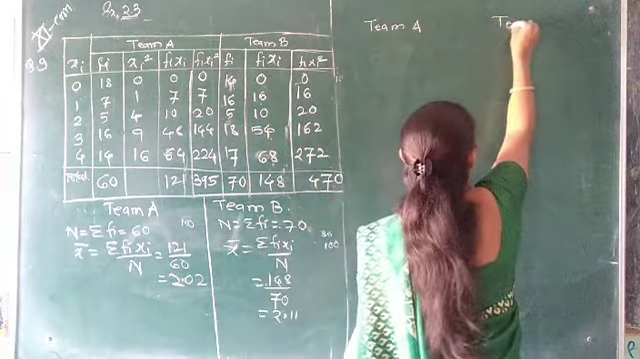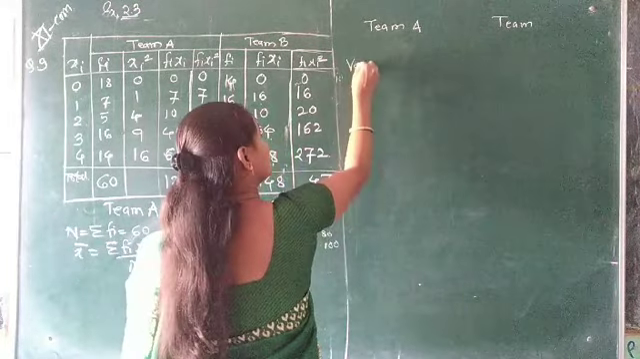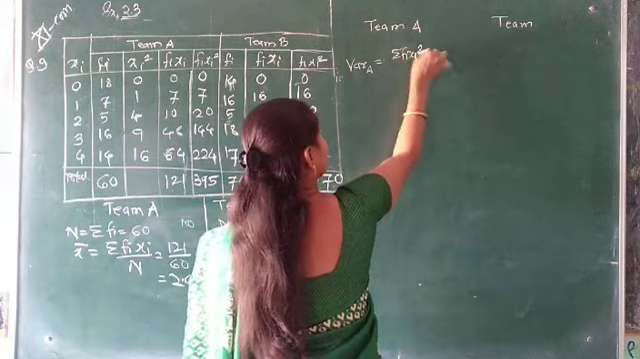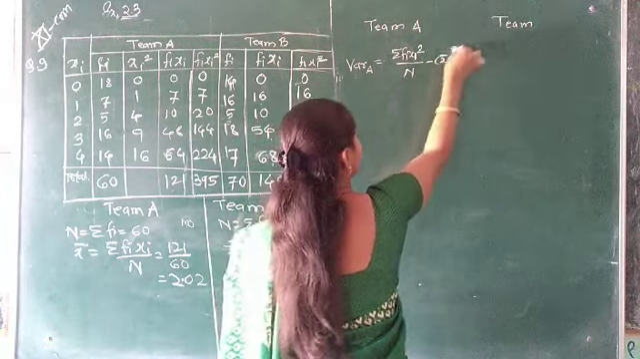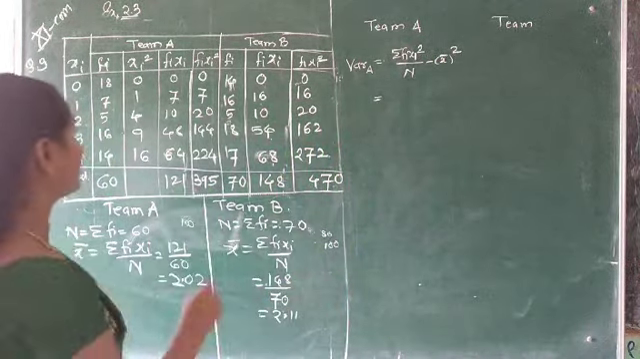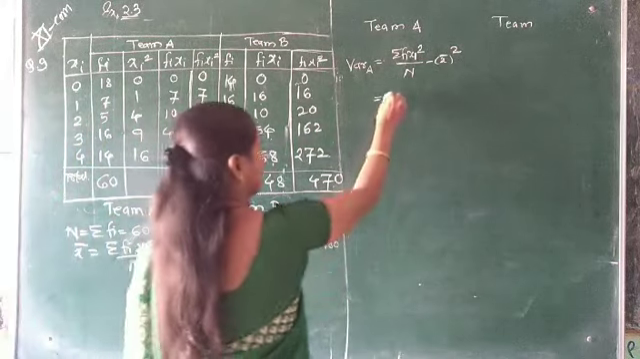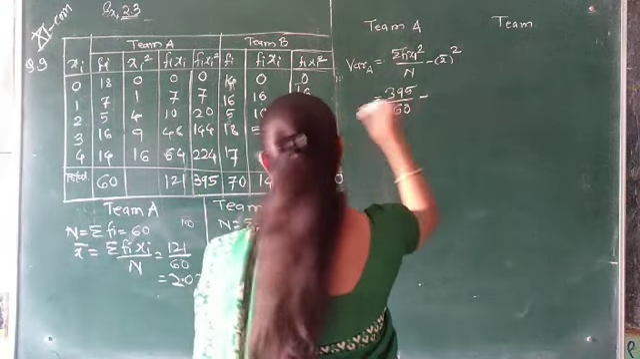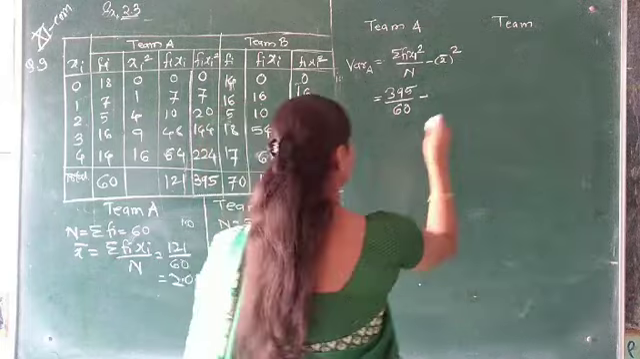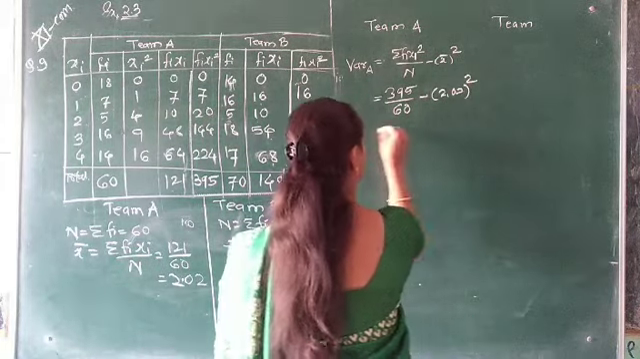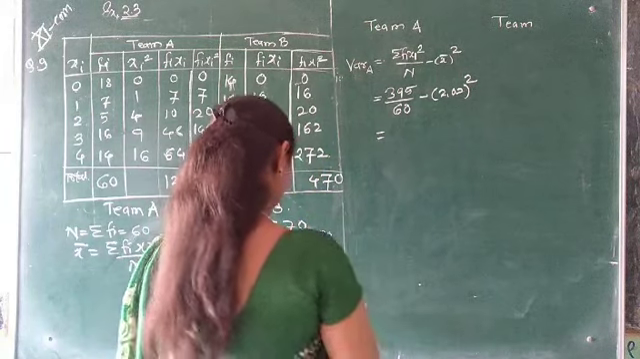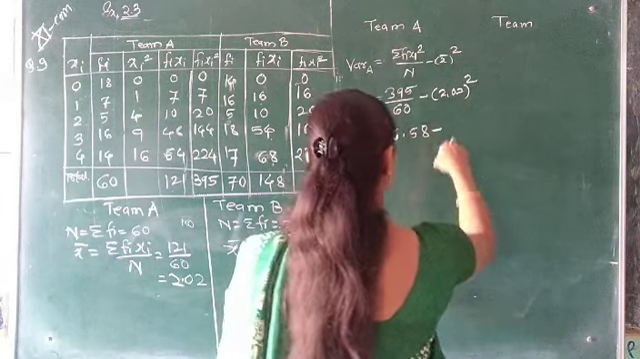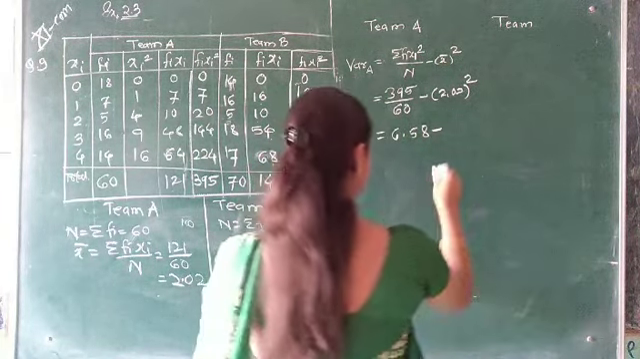Team A, again write here team B, write formula. Variance of team A is summation Fi xi square upon n minus mean square. Summation Fi xi square for team A is 395, divided by the value of n, total frequency 60, minus mean, which is 2.02 square. If we take the division of this, then we will get 6.58 minus 2.02 square is 4.08.